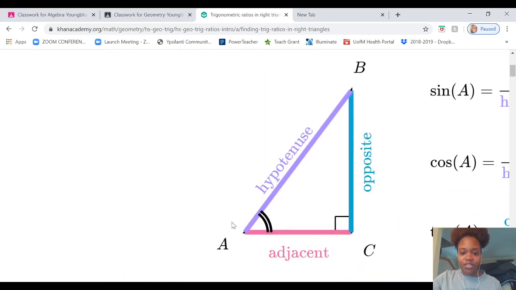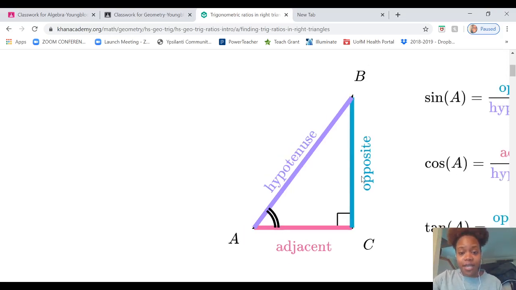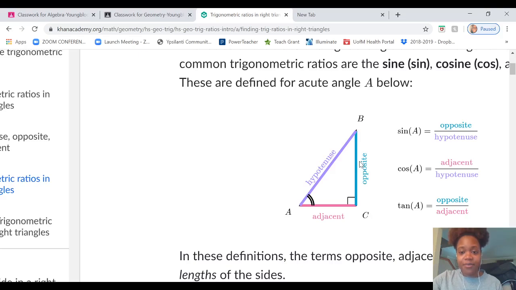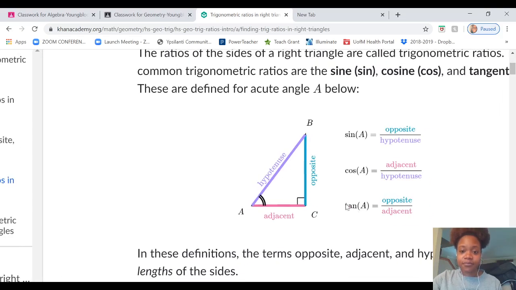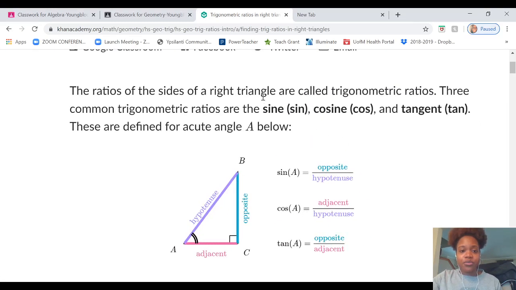So our reference angle here is angle A. This side AC is adjacent because it's the leg that is touching that angle. This side BC is opposite because it's the leg that is across from angle A. So we have the adjacent, opposite, and hypotenuse sides. We use trigonometric ratios to compare the side lengths of a right triangle. So we use ratios or fractions based on these trigonometric functions.